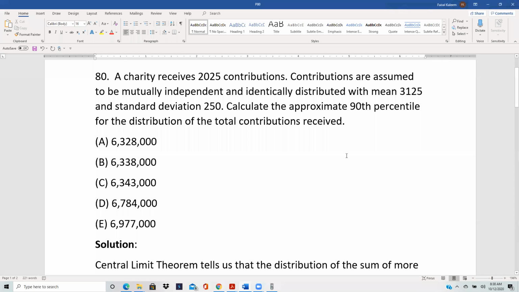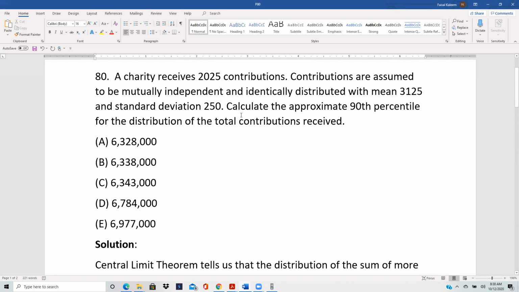A charity receives 2025 contributions. Contributions are assumed to be mutually independent and identically distributed with mean 3125 and standard deviation 250. Calculate the approximate 90th percentile of the distribution of the total contributions.